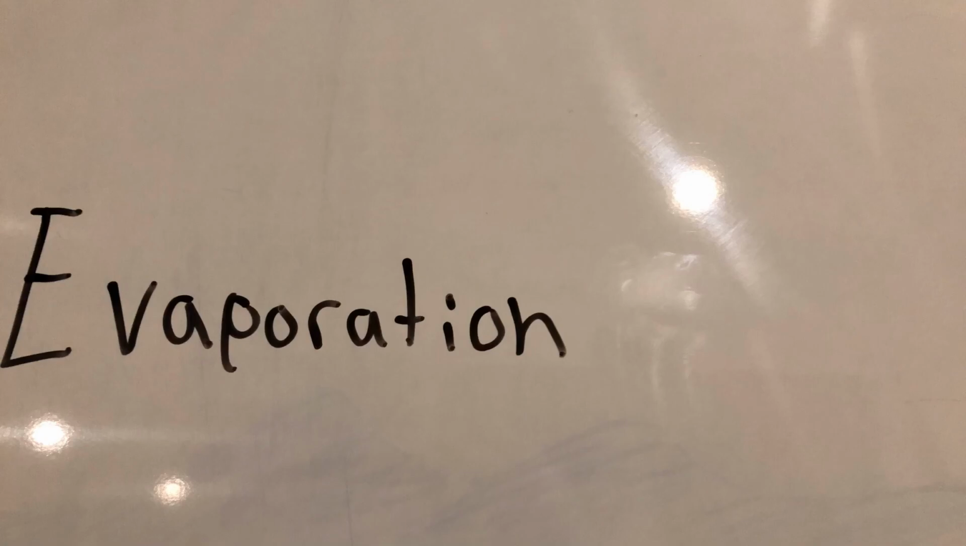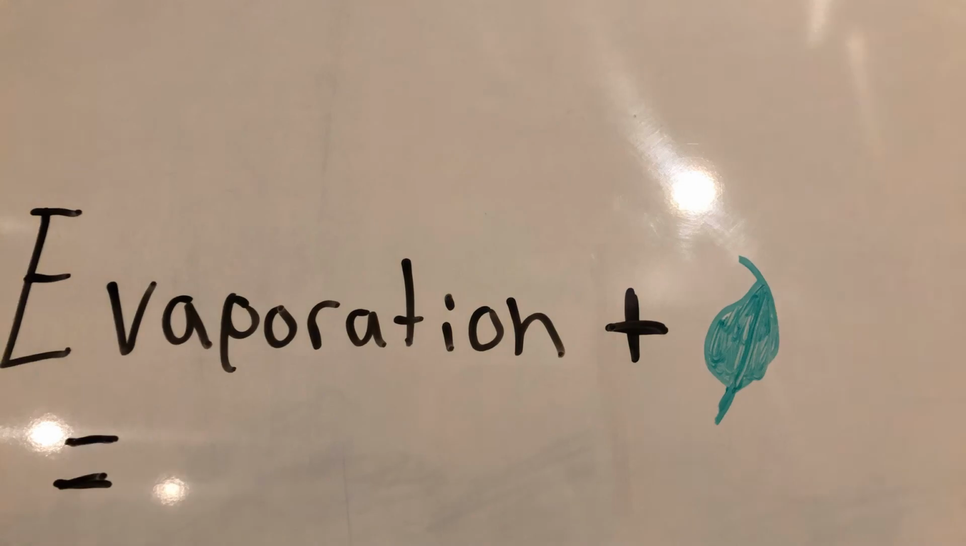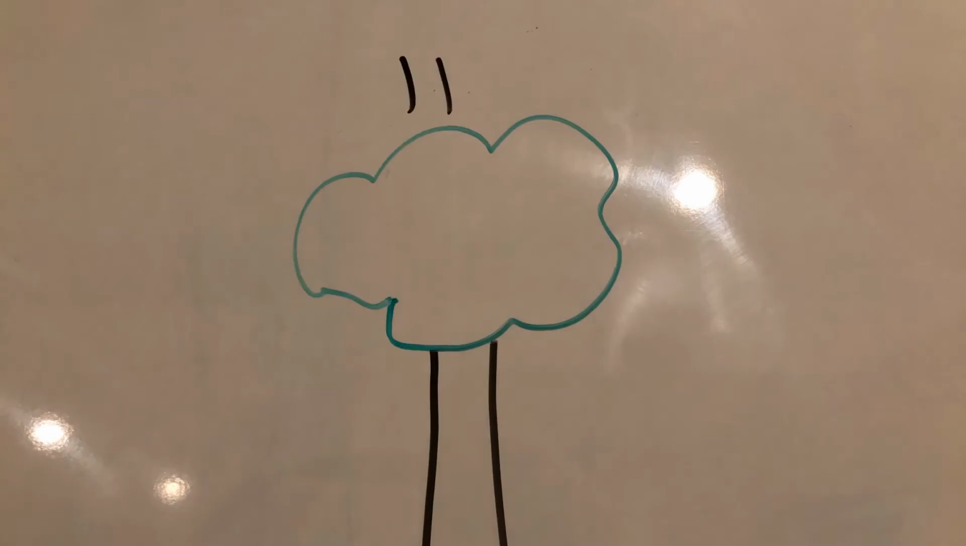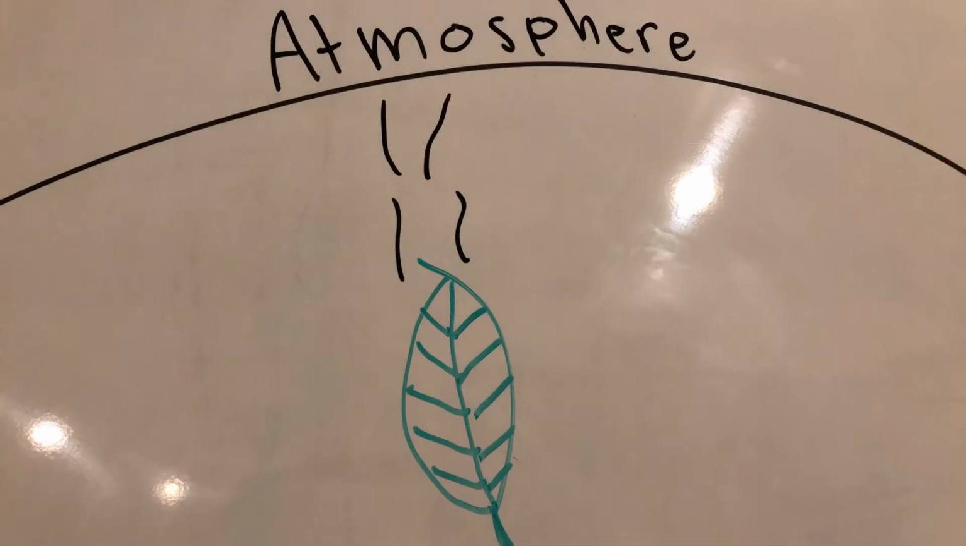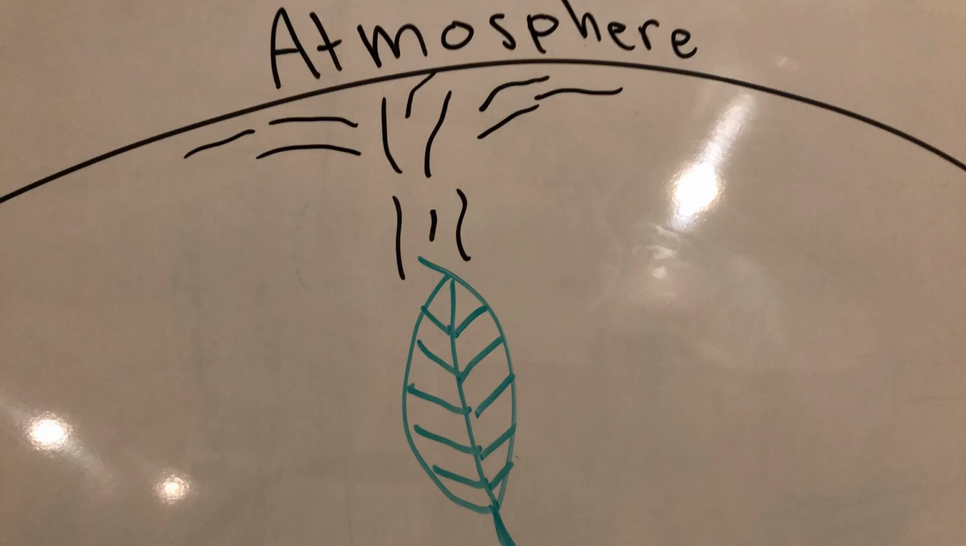Evaporation can also occur in plants, but this time it's called transpiration. Transpiration achieves the same effect as evaporation, but as said before, it occurs in plants. The leaves of plants give off water vapor that goes into the atmosphere.